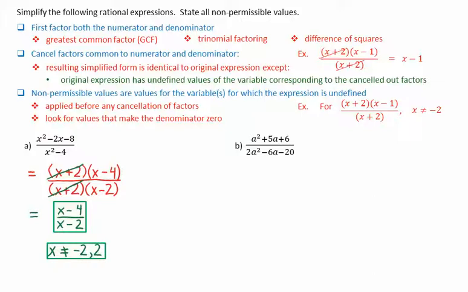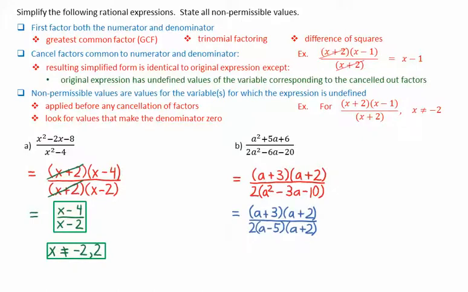For b, in this case, we look at the numerator first, a squared plus 5a plus 6. We can factor that to a plus 3 times a plus 2. The denominator, we first factor out the 2, which is the greatest common factor. We can then factor the a squared minus 3a minus 10 to give a minus 5 times a plus 2. Note now that the a plus 2 is common to the numerator and denominator. We can then cancel that out. That leaves a result of a plus 3 over 2 times a minus 5.